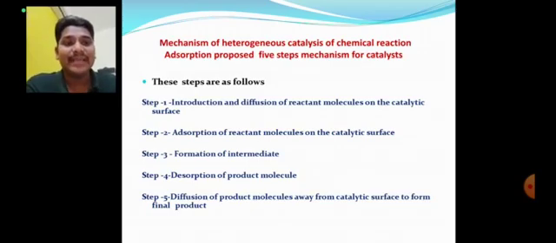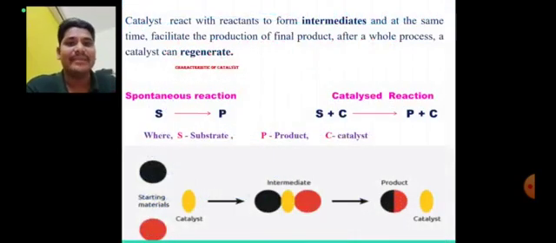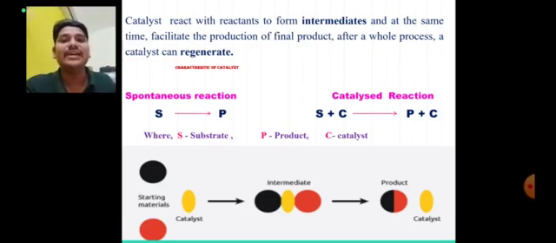ये अभी स्लाइड हम यहाँ पर देखेंगे, यहाँ पर हमको पूरा समझ में आ जाएगा. The catalyst reacts with the reactant to form an intermediate, and at the same time facilitates the production of the final product. After the whole process, the catalyst can be regenerated and we can use it again and again.